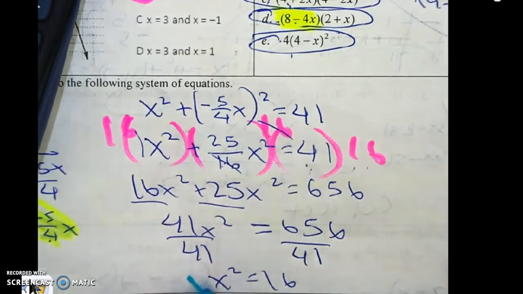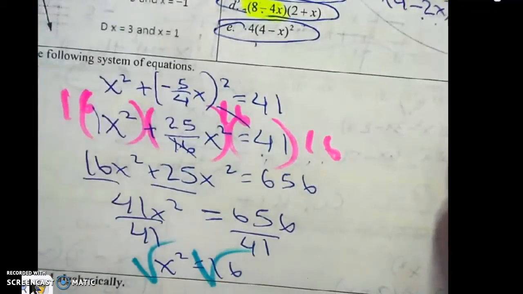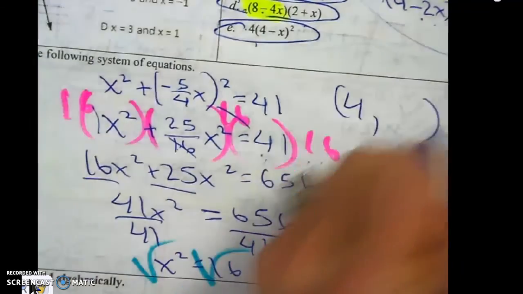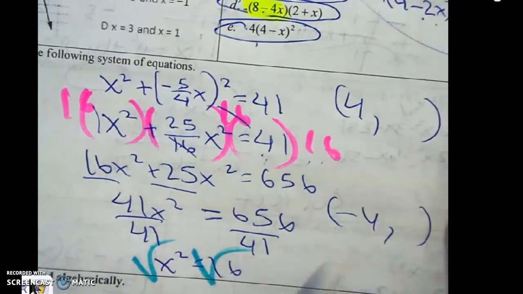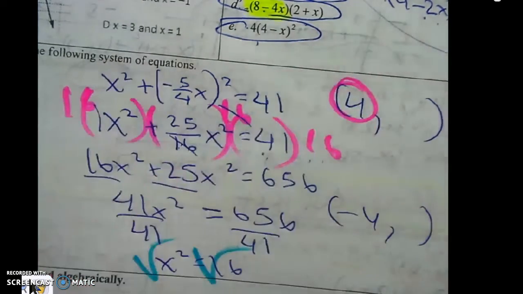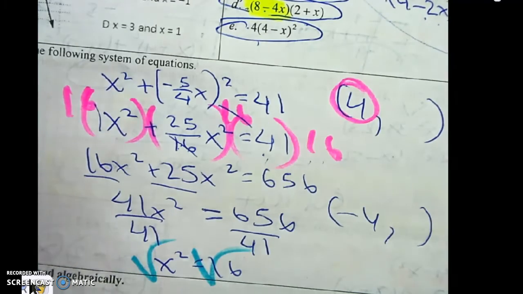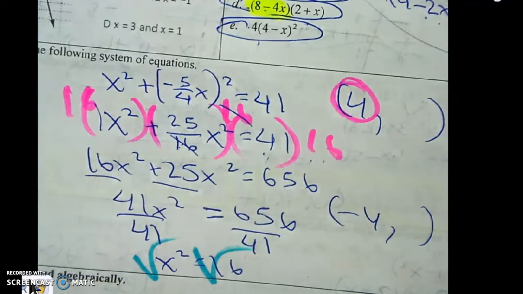Now what do I do? I square root. And now I get two answers because it's squared. One of them is positive. One of them is negative. I got the x. Now I'm going to plug that in and get the y. So I'll take this 4 and I'll plug it in for this. It doesn't matter which one you plug it in for, honestly. Plug it in right there.